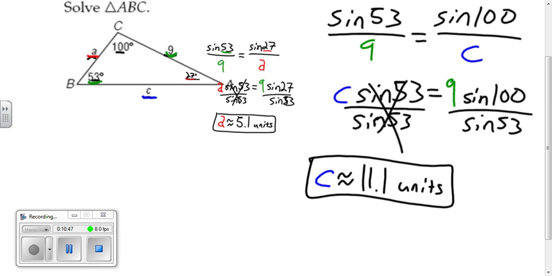So we have all three angles, and we have both legs. a was 5.1 and c was approximately 11.1. So using the law of sines, we solved for that entire triangle.